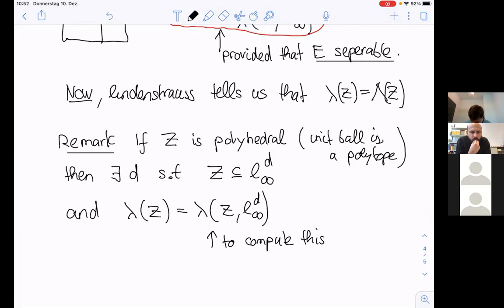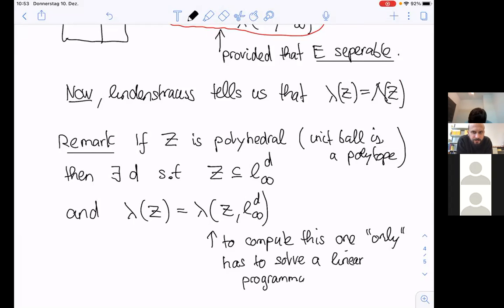One only has to solve linear programming. Are you assuming that Z is finite dimensional? Yes, definitely, that's a good point. So C has dimension less than plus infinity. A polytope in infinite dimension is a tricky notion, I would say. Of course you can still define it, but for this to make sense, C has to be finite dimensional.